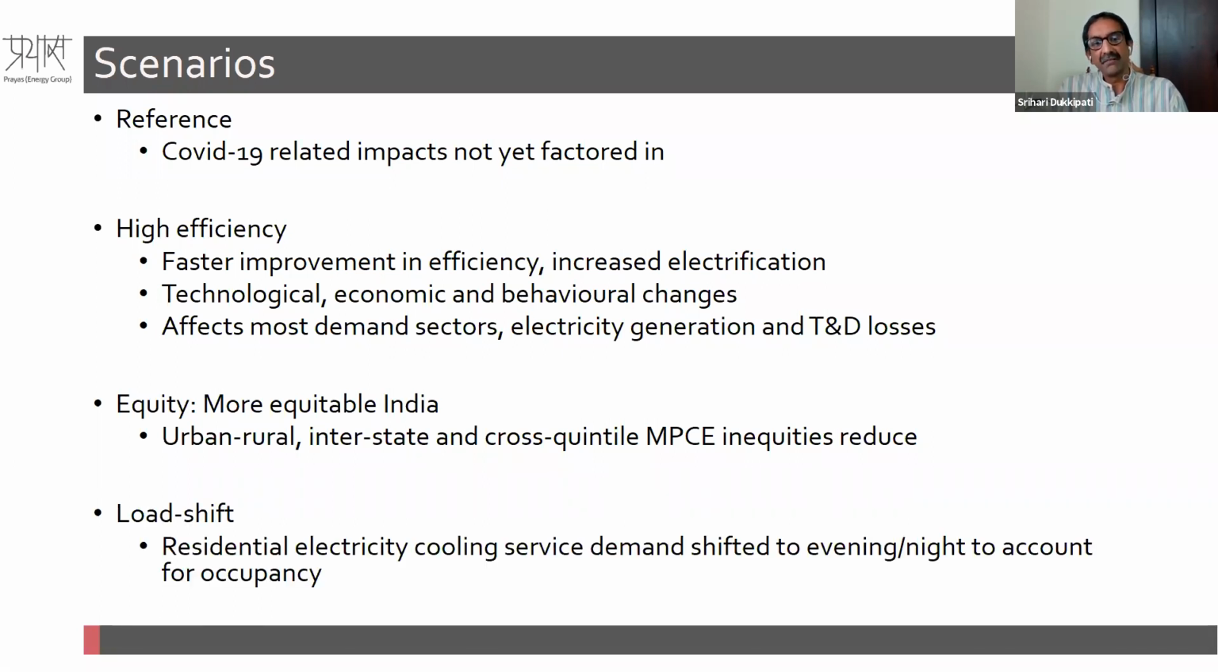And then finally, we have a load shift scenario where we assume that the residential cooling service demand is determined based on the temperature projections, and this could result in service demand during the day, which is perhaps not in tune with how occupancy of households happens. So we shift the demand to the evening and night time to account for this occupancy.